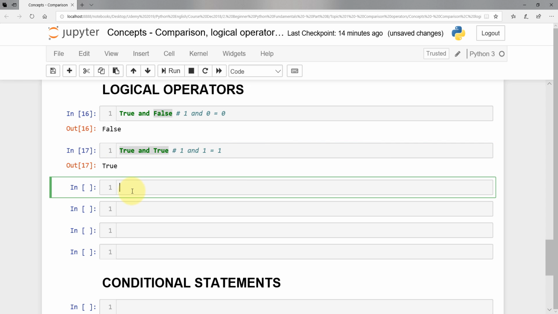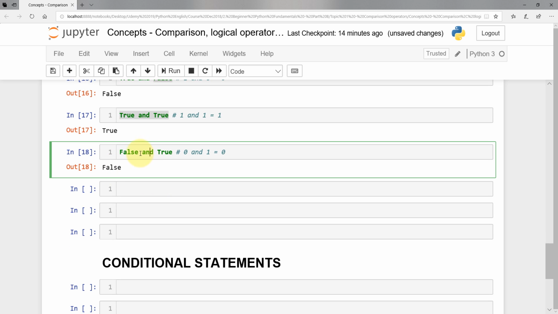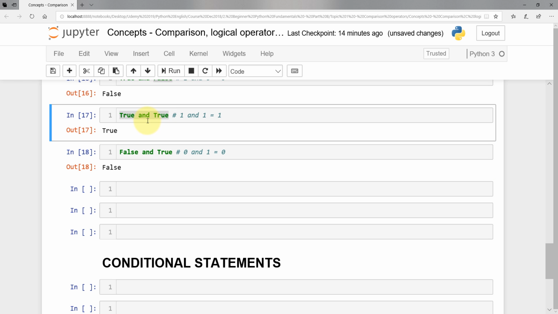Let's take a look at another example. Let's assume we're going to AND false and true, where false means 0 and ANDing it with true, which means 1, the answer here is going to be 0. Let's run that, and that will generate a false. Why? Because in order for the AND logical operator to generate 1, both conditions have to be true. So this has to be true, and this has to be true as well, in order to generate a true output.